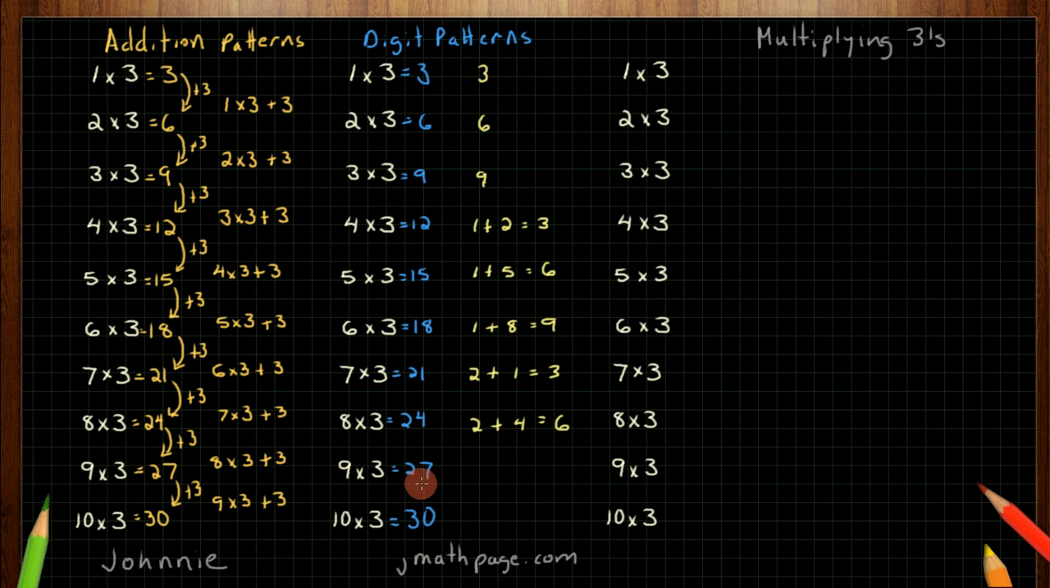9 times 3 equals 27. The digits are 2 and 7. If we add these together, 2 plus 7 gives us 9. And the last one, 10 times 3 equals 30. The digits in 30 are 3 and 0. 3 plus 0 equals 3.